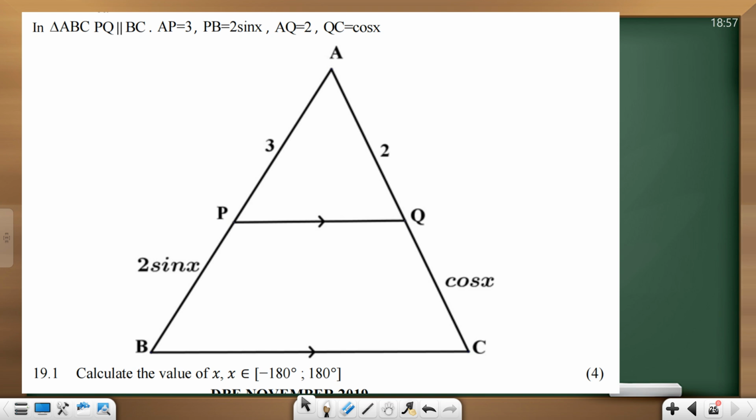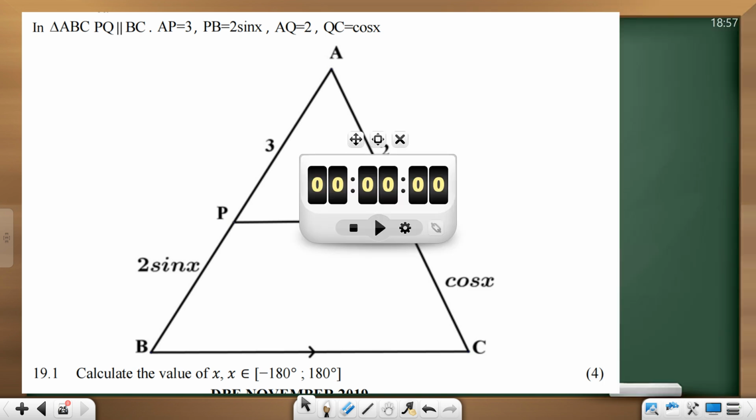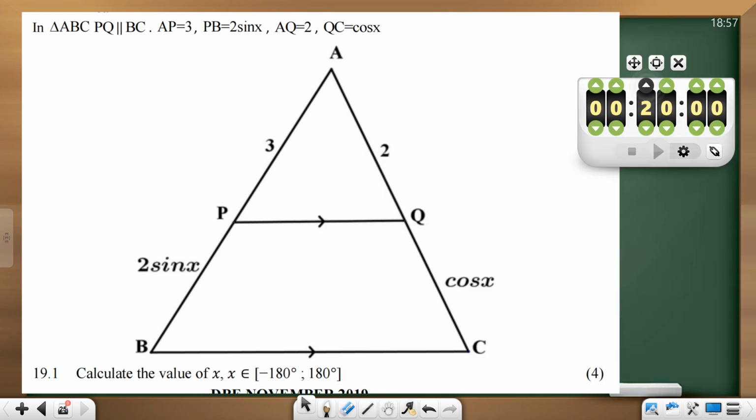Calculate the value of x. Already it's proportionality. Come on, let's equate and get an answer. Please, everybody, you don't have time. You only have 4 minutes. Please come, everybody, give it an attempt. Just write and simplify. You see, if you don't write, you think it's difficult. Write and simplify. Bring your knowledge of trigs in.